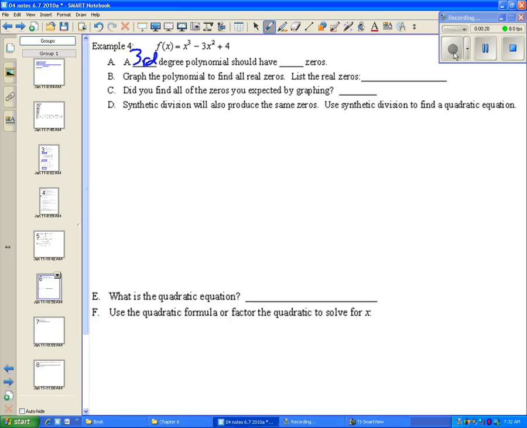This is in your course pack on page 604. Page 604 of your course pack. Go ahead and pause and get that out. Okay, so this is a third degree polynomial, so I should have 3 zeros. That's the fundamental theorem of algebra. Graph the polynomial, find all real zeros, list the zeros.